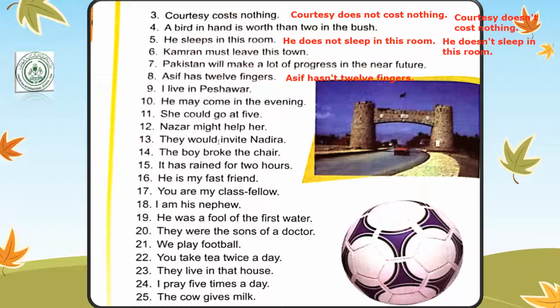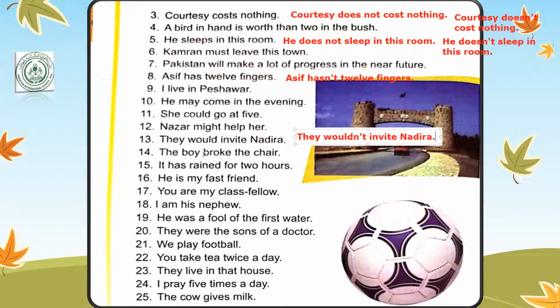Number 13, they would invite Nadira. They would not invite Nadira. They wouldn't invite Nadira. Wouldn't. One for you, like they wouldn't, very easy, dear students. Yes, they wouldn't invite Nadira, like this, dear students. See very carefully: both mean they would not and wouldn't.